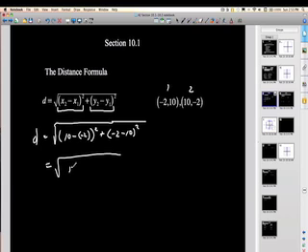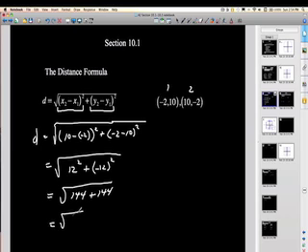10 minus negative 2 is 12 squared. Negative 2 minus 10 is negative 12 squared. 12 squared is 144. Negative 12 squared is 144. So this will be equal to the square root of 288, which is approximately 17. Okay. Normally we'd simplify this radical completely. I'm not going to go through that again at this moment in time. There'll be plenty of examples of that as we go through. If I were graphing 17, knowing that this is just a little bit less than 17 would be sufficient for graphing.